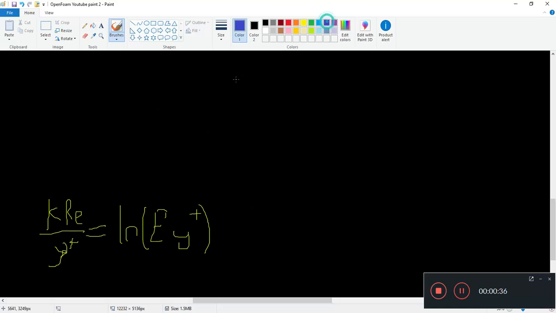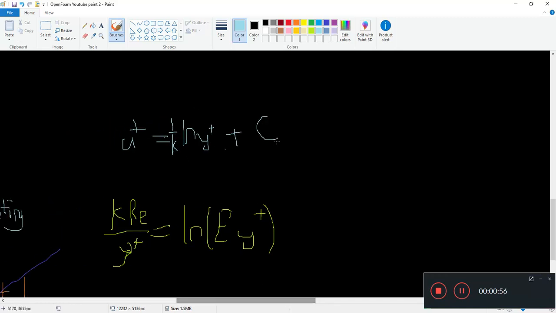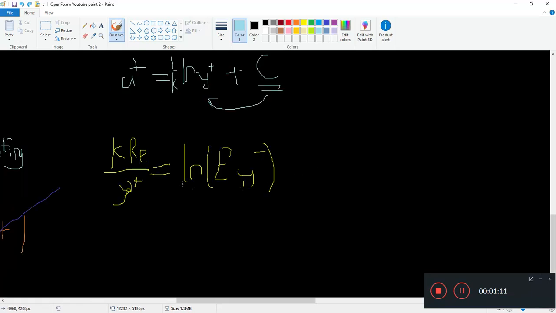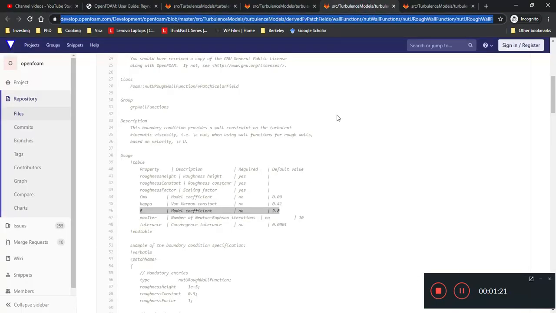Let's do a quick check. u plus equals 1 over kappa ln y plus, plus c. It's possible that this c be incorporated in here, and thus it becomes this big E here. That's how it's done. The only thing we don't really know is this kappa Reynolds number, so let's take a look at the source code.